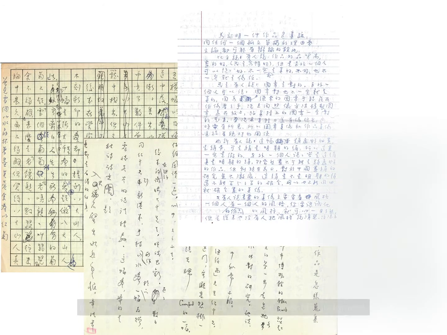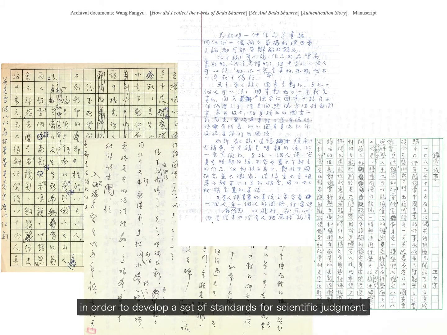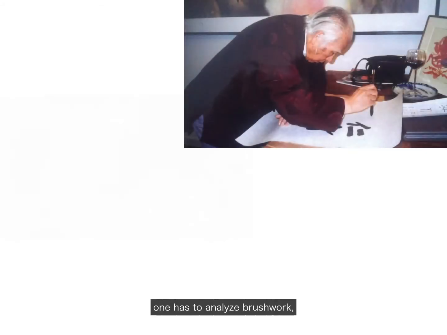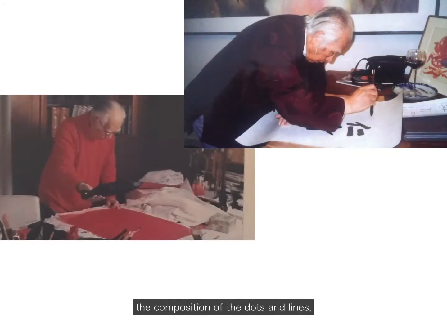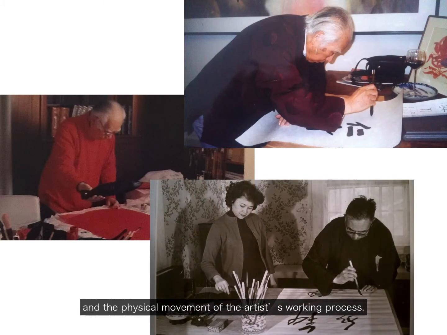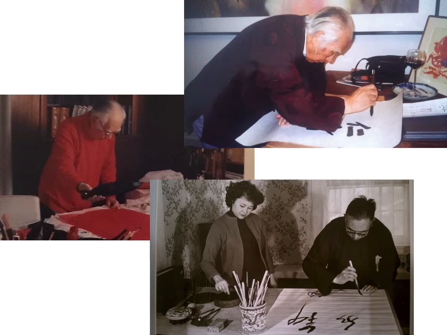In his view, in order to develop a set of standards for scientific judgment, one has to analyze the form of brushstrokes and the compositional structure of the characters. In other words, one has to analyze the brushwork, the composition of the dots and lines, and the physical movement of the artist's working process.